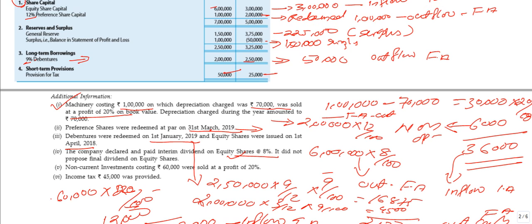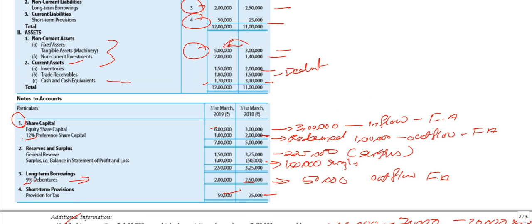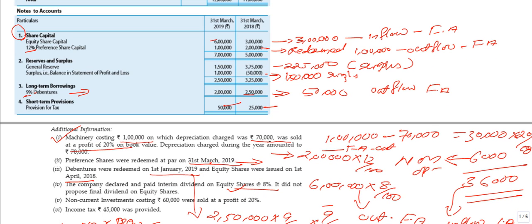But here one question is there, like our fixed asset, the non-current investment. Non-current investment is 1,40,000. Here 1,40,000 was increased to 2 lakh, but they are saying 60,000 rupees they sold. So again we have to draw the non-current investment account also.